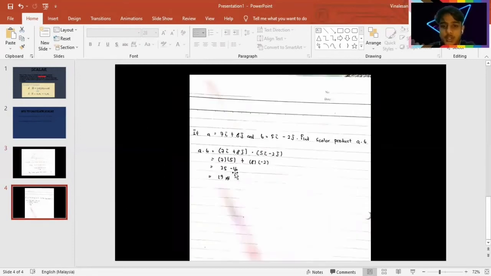This is the type of question we use for Cartesian form. There's a vector A, 7i plus 8j, and another vector B, 5i minus 2j. We use the same product, A times B, to find the scalar product. When we substitute the numbers, we must multiply 7i with 5i and 8j with negative 2j. At the end of the product, we will get 90. So for this question, the scalar product is 90.